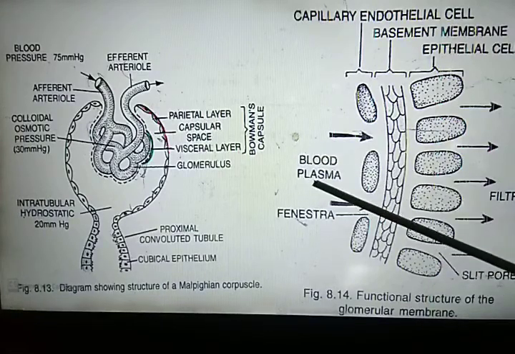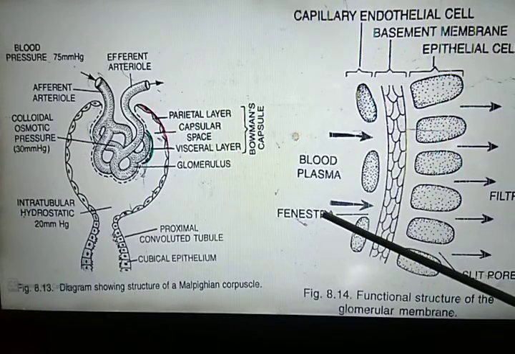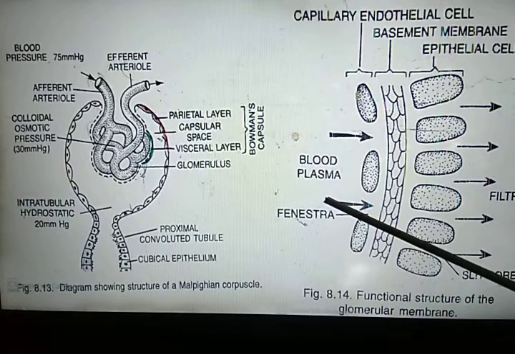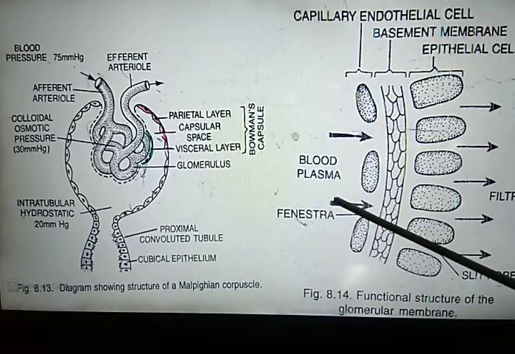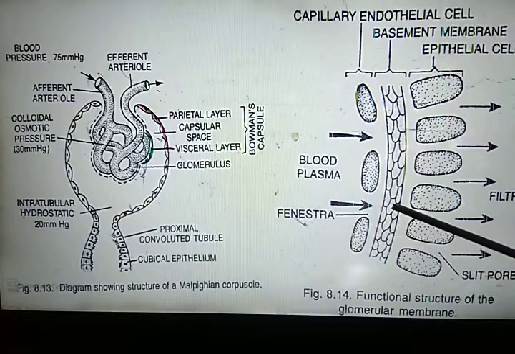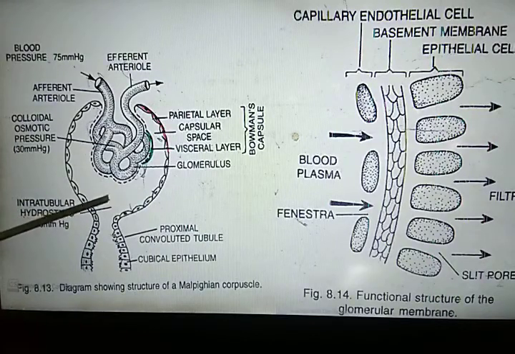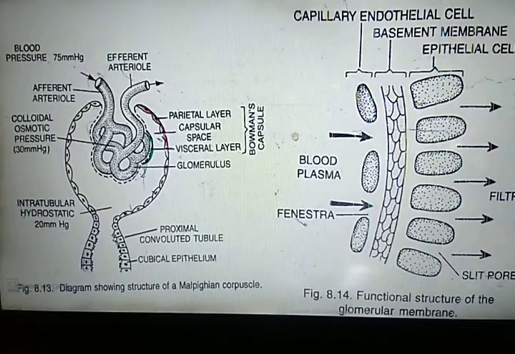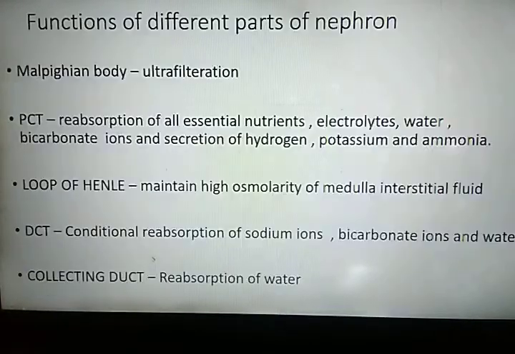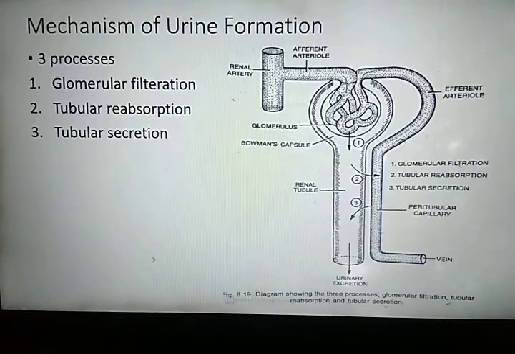So blood is present in the glomerular capillaries. Due to high pressure, most of the constituents of the blood plasma pass through the fenestrae and slit pores into the lumen of the Bowman capsule. I hope it is clear to everyone. Before starting the next part's function, we will discuss two terms, tubular reabsorption and tubular secretion.